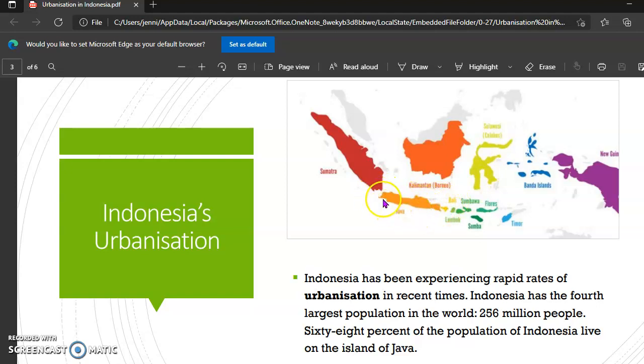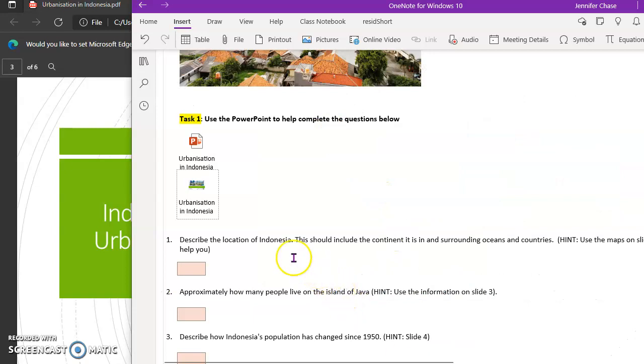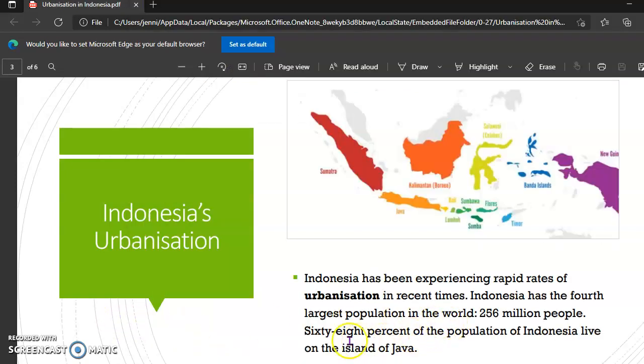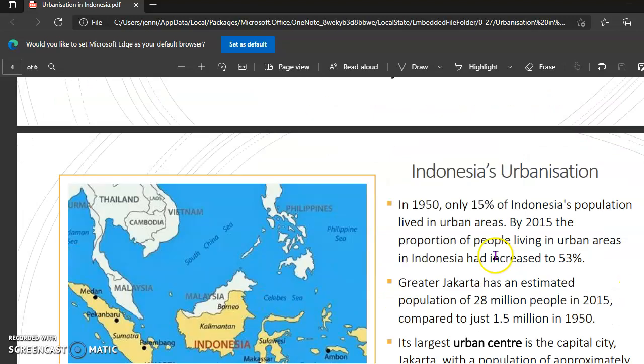So again, we're still looking at this question: describe the location of Indonesia. You could say that it's made up of a number of islands, but you can also use this slide that we're on now to answer this. Approximately how many people live on the island of Java? You will have to try and work out 68% of 256 million people. So get your calculator up, have a go at that, okay?